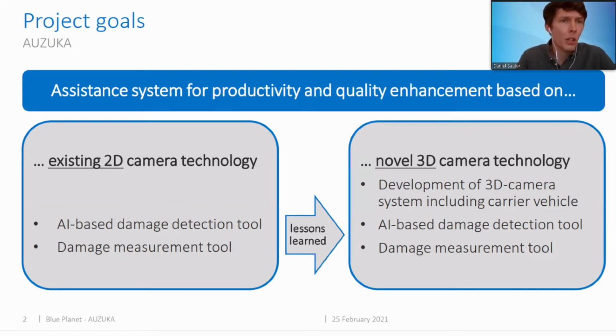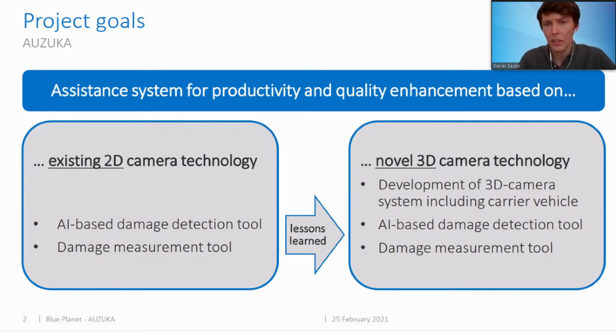The main goal of the Sauter project is to create an assistance system to enhance both the productivity and the quality of today's sewer inspection process. And we had two main pillars in the project. On the one hand, we were working with images from existing 2D camera technology that is applied in sewer inspection. And for these images, we developed an AI-based automatic damage detection tool, as well as an automatic measurement tool.